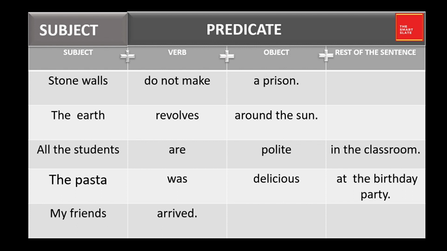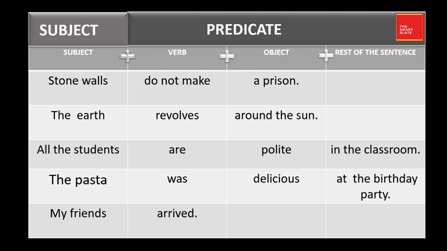The pasta was delicious at the birthday party. So the pasta is the subject, because what was delicious at the birthday party? The pasta. The verb is was, and delicious is the object, because what was delicious? It must tell about the subject. An object must tell about the subject. So here, what was delicious? The pasta was delicious. And the remaining sentence, or the rest of the sentence, is at the birthday party.